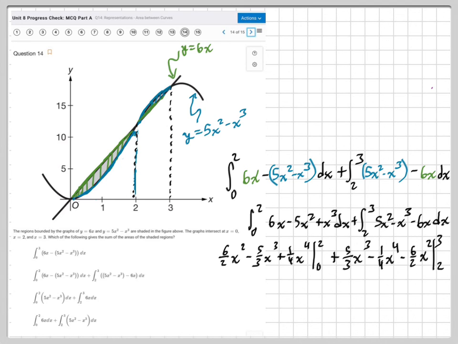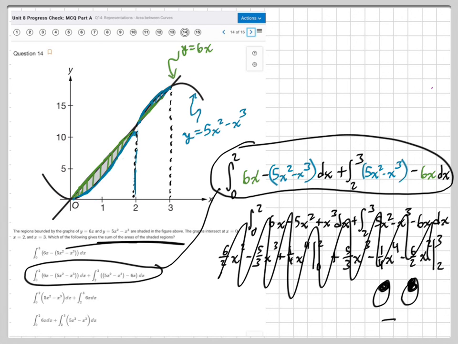It says right here, which of the following gives the sum of the areas? It doesn't even say, what is the sum of the areas, whatever. So I could have stopped right here to find my answer. I didn't need all that other stuff.